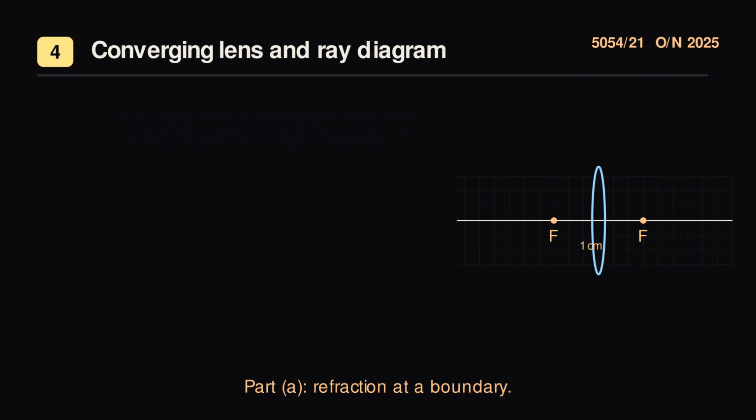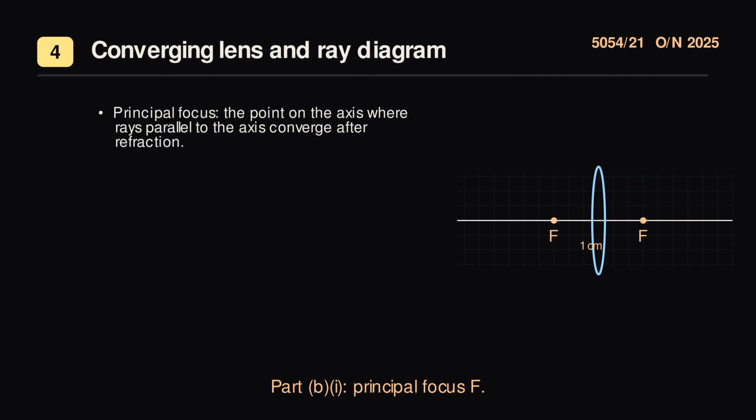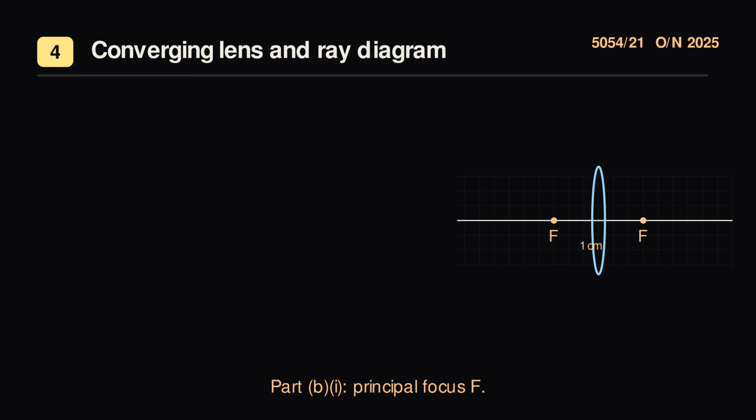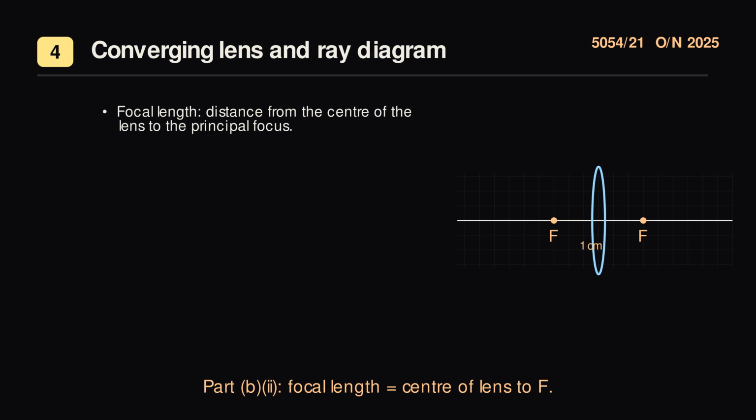Part B, Part 1. The principal focus is the point on the principal axis where rays parallel to the axis converge after passing through the lens. Part B, Part 2. The focal length is the distance from the center of the lens to the principal focus.